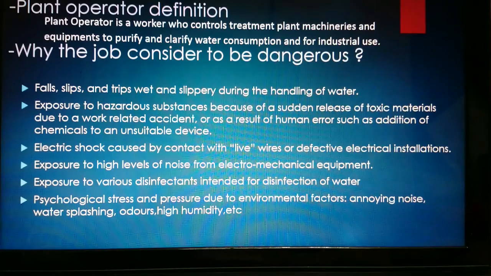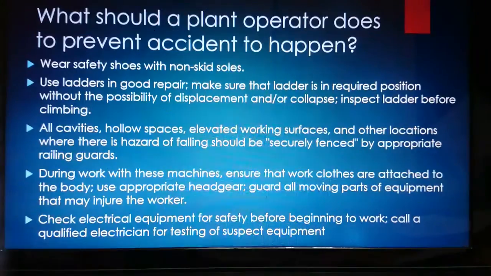As many chemicals are used in wastewater treatment, it causes exposure to various disinfectants, which are harmful to our body on contact. Other than physical problems, it has an effect on one's emotion and psychology. Psychological stress and pressure might happen to the plant operator due to environmental factors such as annoying noise, water splashing, odors, or high humidity.